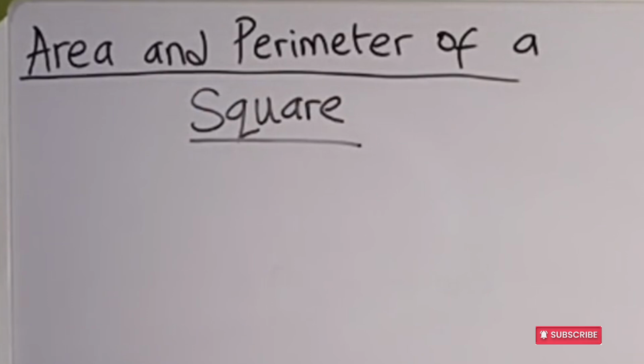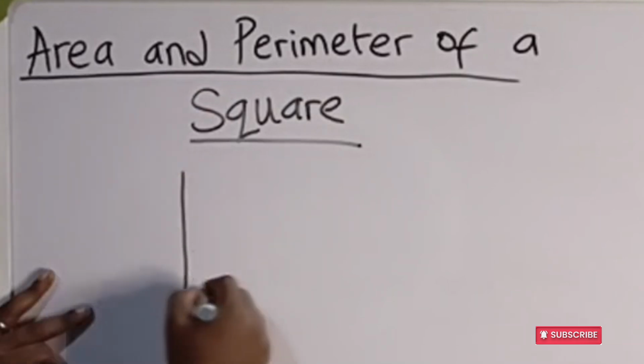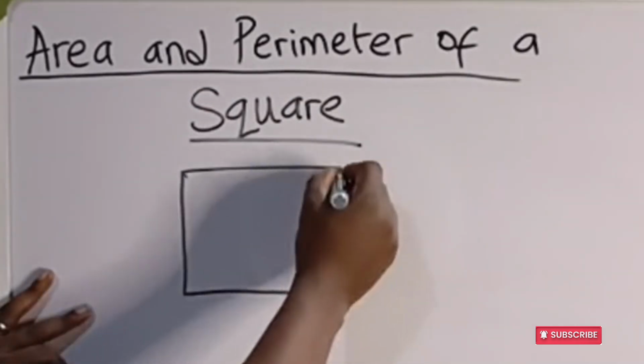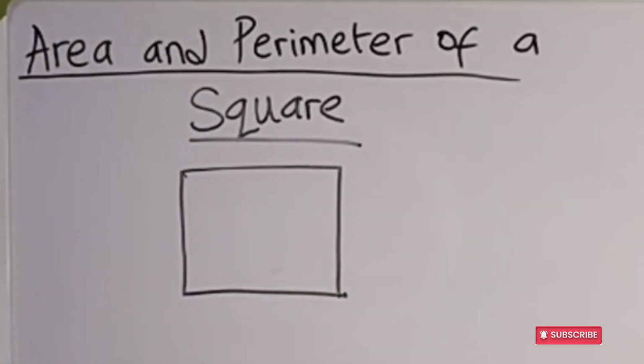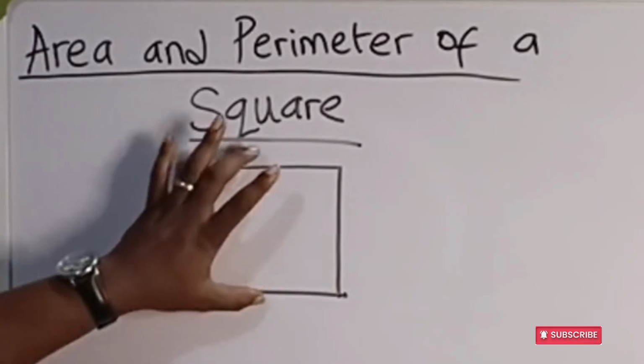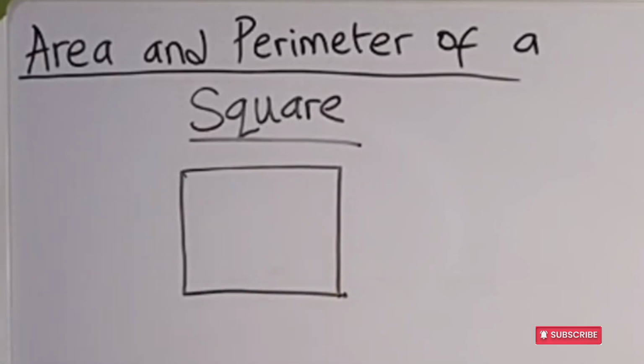So a square looks similar to a rectangle, but they have just a little difference. Unlike a rectangle that has opposite sides equal to each other, for a square, all the sides are equal to each other.